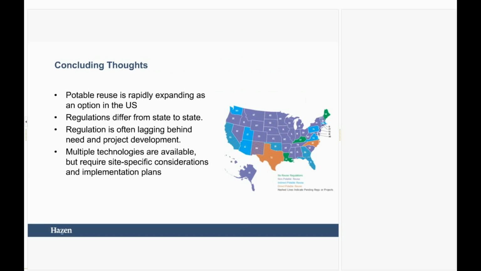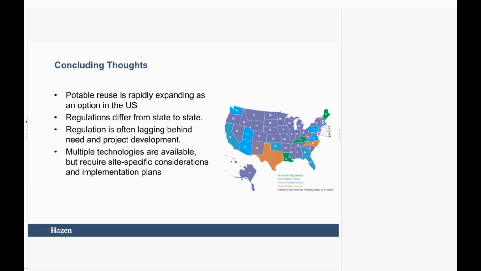So as some concluding thoughts, potable reuse in the US is rapidly being seen as an option. Even though the droughts in the western part of the country have eased, there's been no let-up in the work that's going ahead towards new projects and new development of those systems. The regulations differ from state to state, and working as an engineer in the US, there are a lot of different regulations you need to be abreast of and navigating the waters of those regulations. In some cases, the regulations are lagging behind.